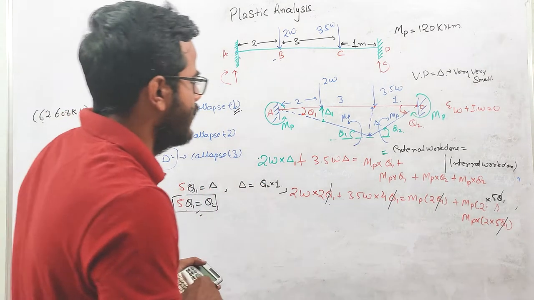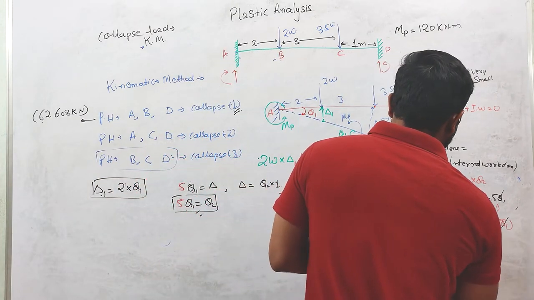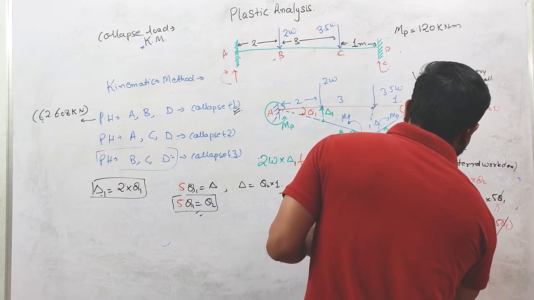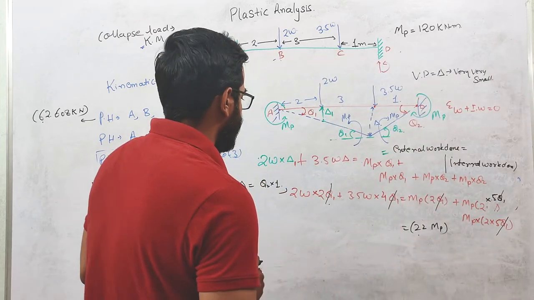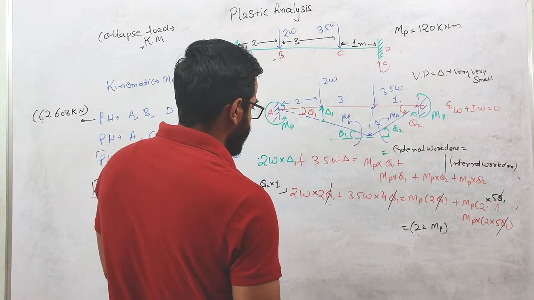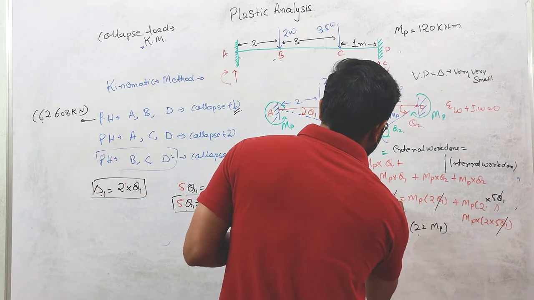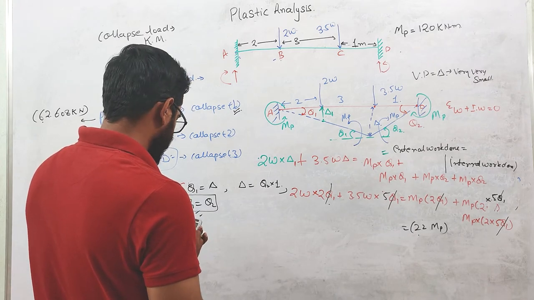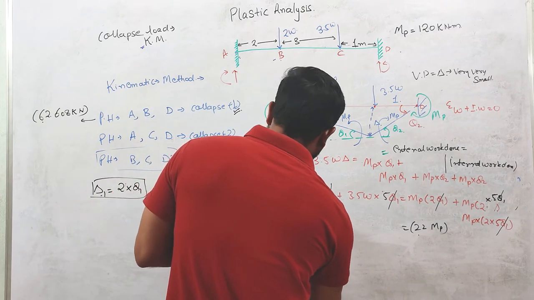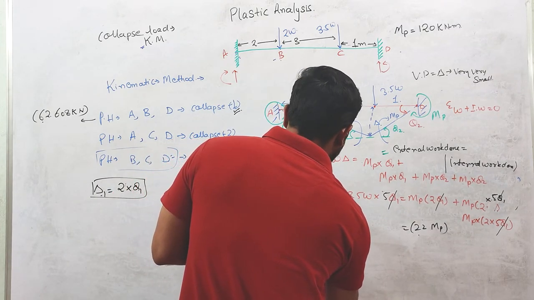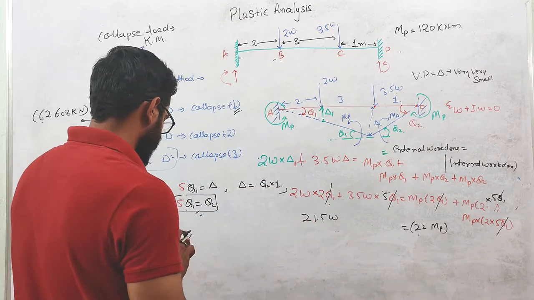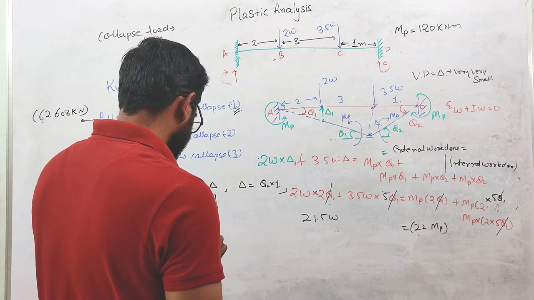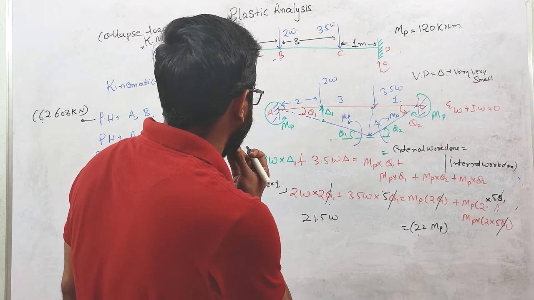So this side of the equation will become 2mp from 10mp plus 10mp, and this is 22mp, and this is 4, and this value is 5 basically. So this is 5 into 3.5 plus 4. This is 21.5w equals 22mp. So 22 into 120 divided by 21.5. So this value, I think I made a mistake at some point.